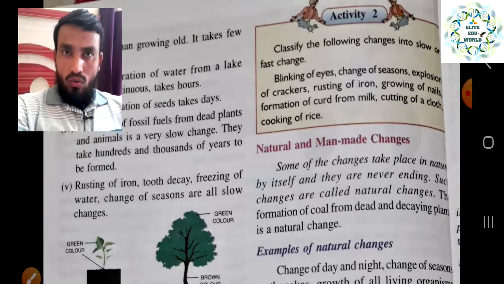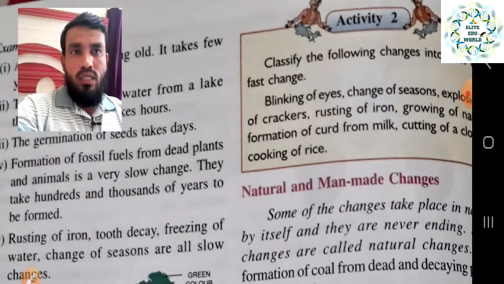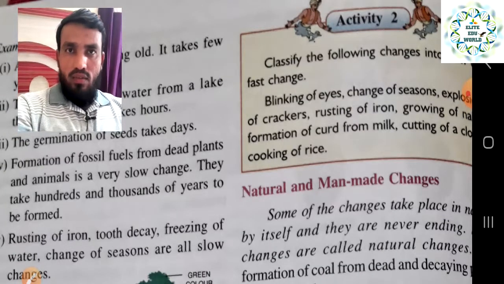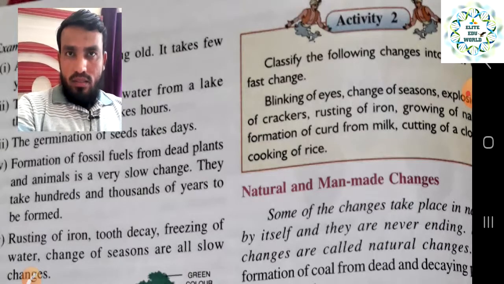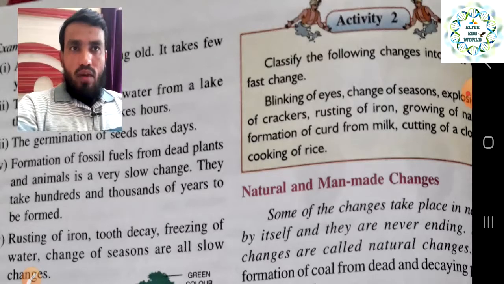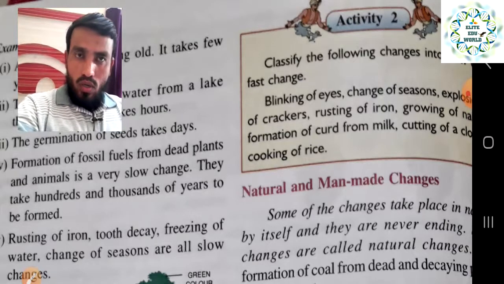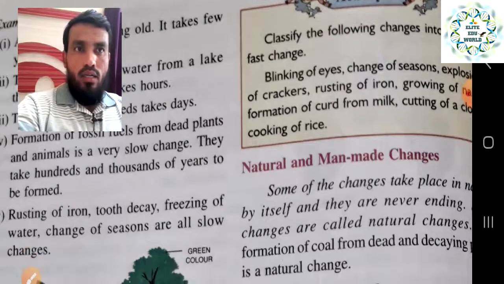You can do in the homework. Just see carefully whatever the changes are mentioned here, and make a column, one for fast change and one for slow change. Number 1, you can write, blinking of eyes. It will be a fast change or slow change? It doesn't require more time, so sure, it will go to the fast change. Changes of season will require so many days. So in which section it can go, you just decide and write.